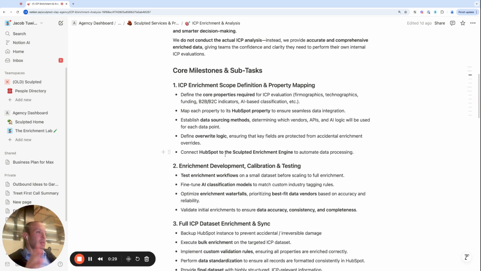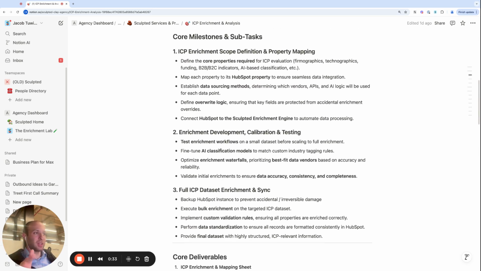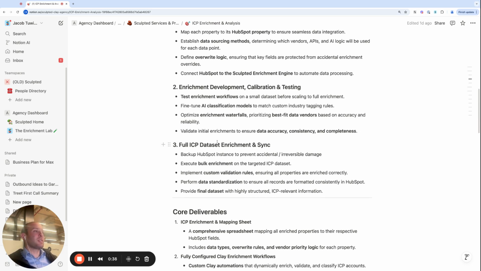Essentially, all of it's the same. We're scoping everything out. We're defining all the properties. We're building the Clay tables. We're building the calibration. We're testing. And the main difference is that the ICP enrichment is going to have more properties for the most part because when you're doing an ICP study of your customer base, you want to know as much as possible about that customer and what makes them a good customer.